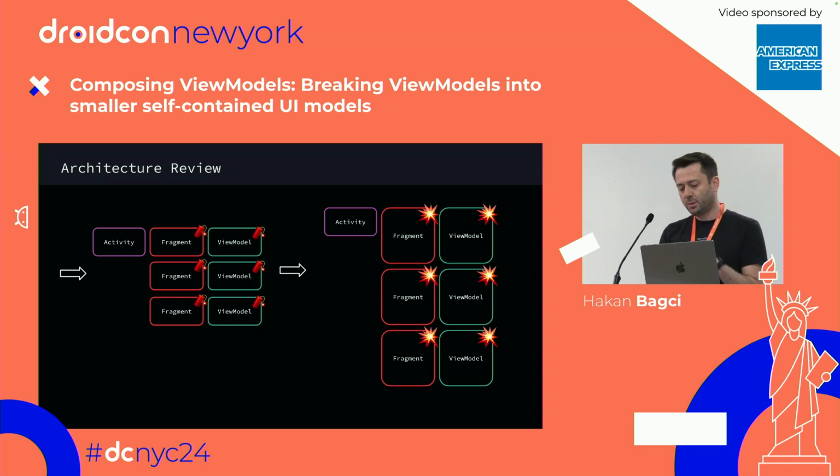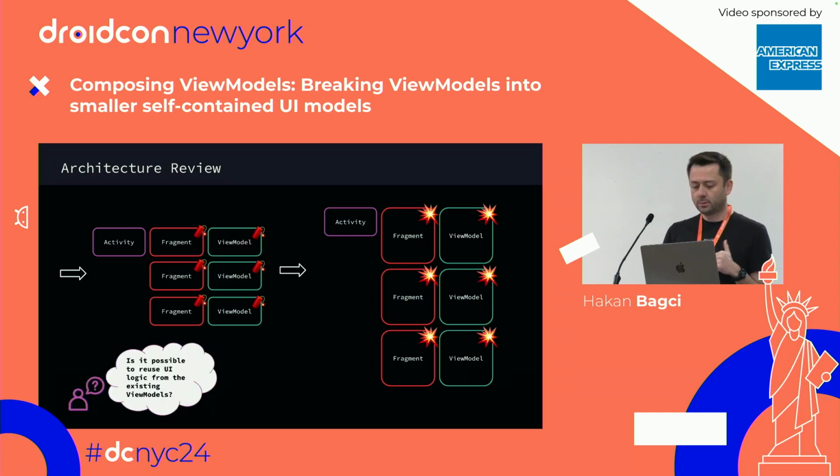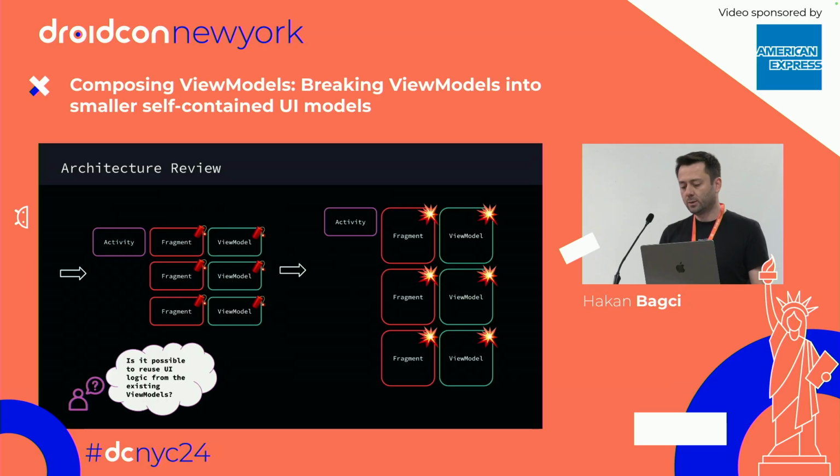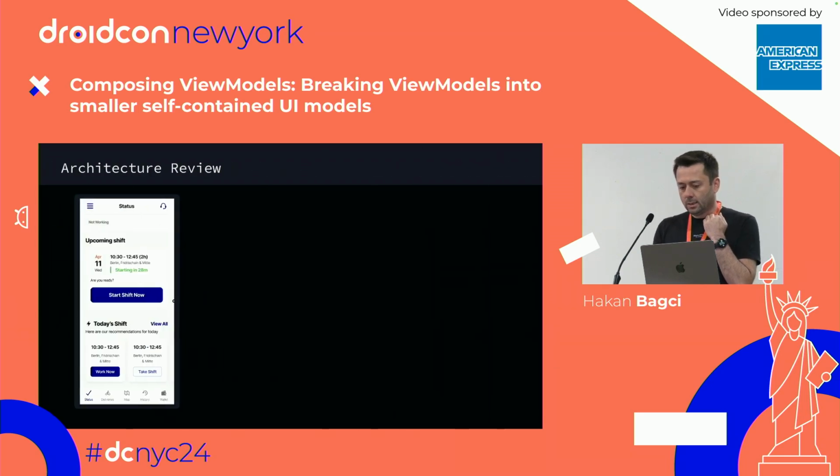After this brief recap of the evolution of ViewModels, let's answer our first question. Is it possible to use UI logic from the existing ViewModels? Since they are really coupled there, and there is very complex logic inside the ViewModels, I think the answer is clearly no. So let's continue with other questions.